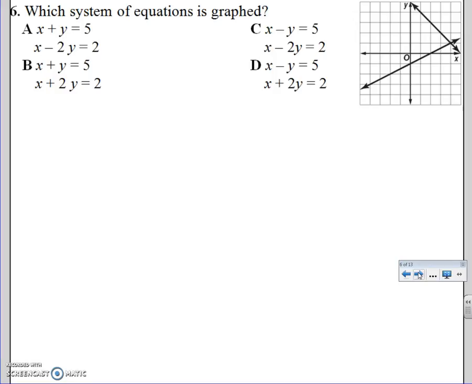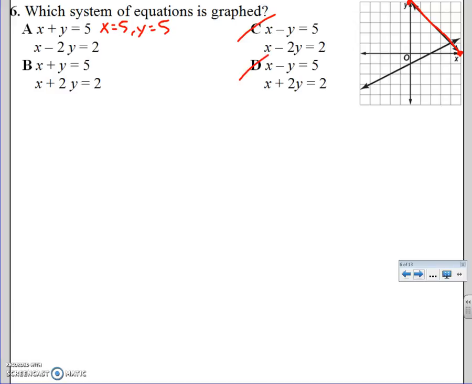Alright, which system is graphed? Well, let's do the cover method. This says x-intercept 5, y-intercept 5. Do we have that? X-intercept 5, y-intercept 5, connected. So x plus y equals 5 is on there. So I know it's either A or B. It cannot be C or D.